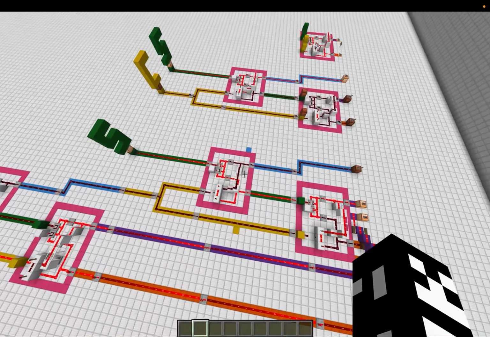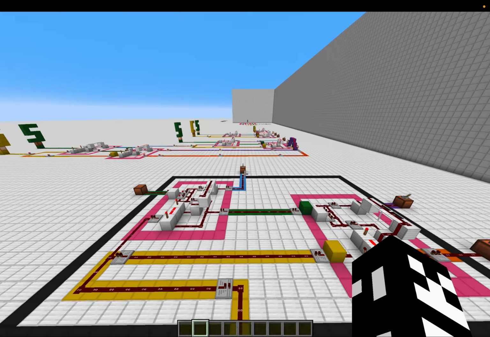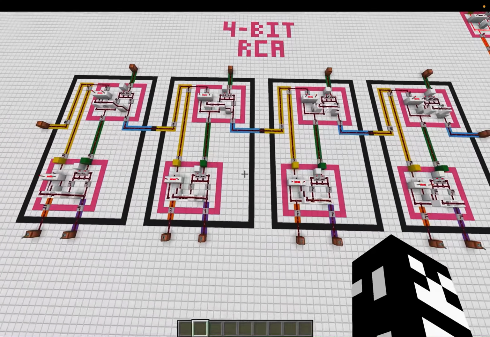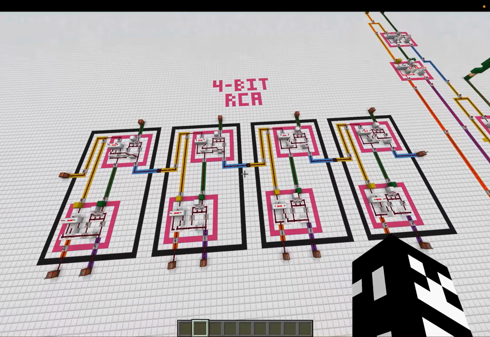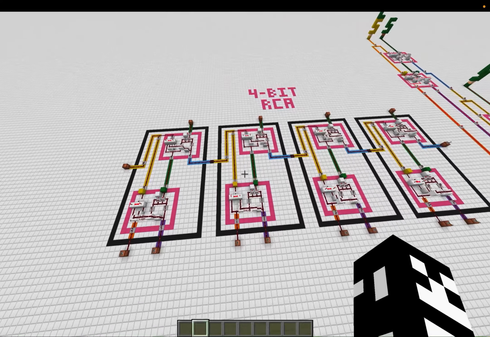What about stacking it in width, not in length? Here is the modified full adder. We have the carry in on the right side, carry out on the left side. Then we can stack 4 of them and it will become 4-bit RCA. Now we support 4-bit numbers as input, and we can finally add 9 to 11.